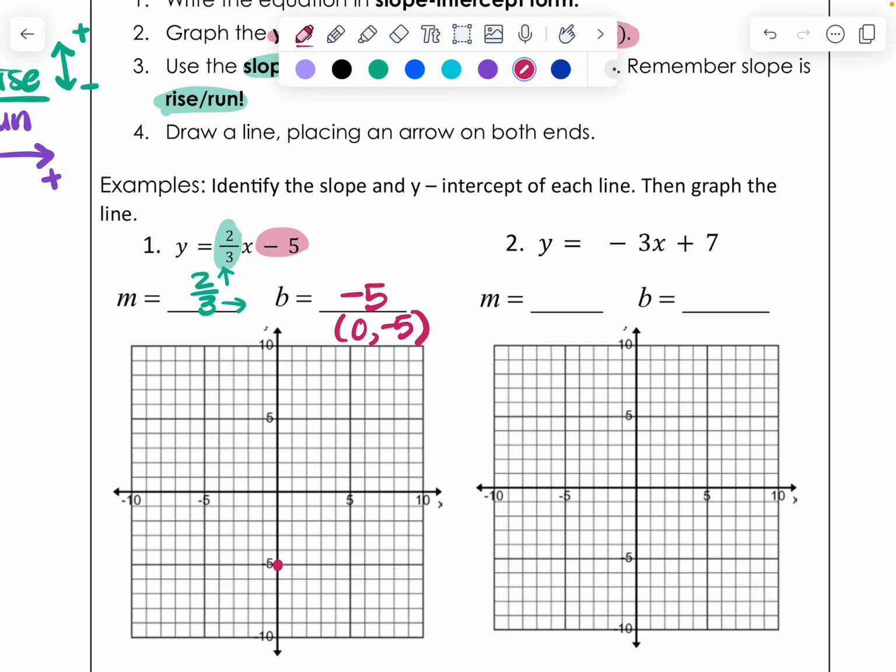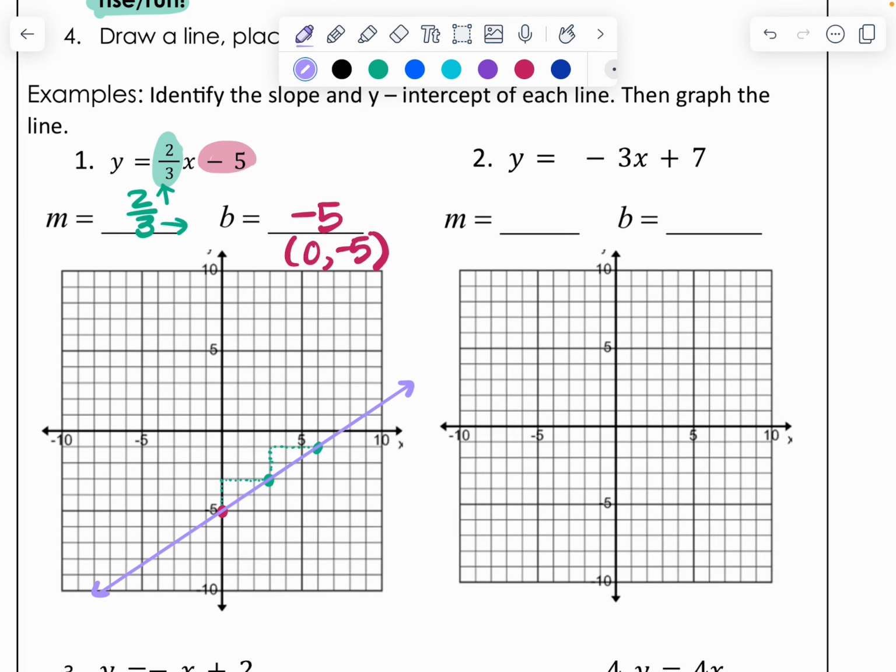Starting from my y-intercept, I'm going to use my rise over run. 2 up, 3 to the right. So 1, 2, 1, 2, 3. There's my next point. I can keep going from there. 2 up, 3 to the right. Once you have 3 or 4 points, you can draw your line. I recommend using a ruler so that you make sure that your lines are straight. And there's my line.